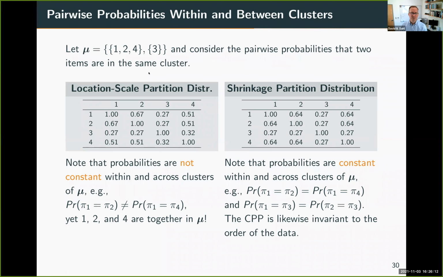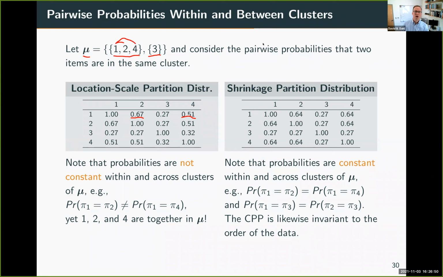Consider a case where n equals 4, and we have as our baseline partition saying that 1, 2, and 4 are together, but then 3 is by itself. We could look at the implied pairwise probability that items are clustered together a priori. The probability under the LSP that 1 and 2 are together is 0.67, but the probability 1 and 4 are together is 0.51. And that's a little bit odd because in our baseline partition, we said that we thought 1, 2, and 4 were together.